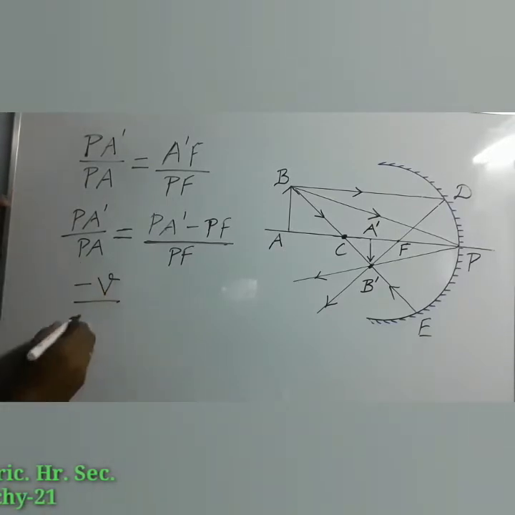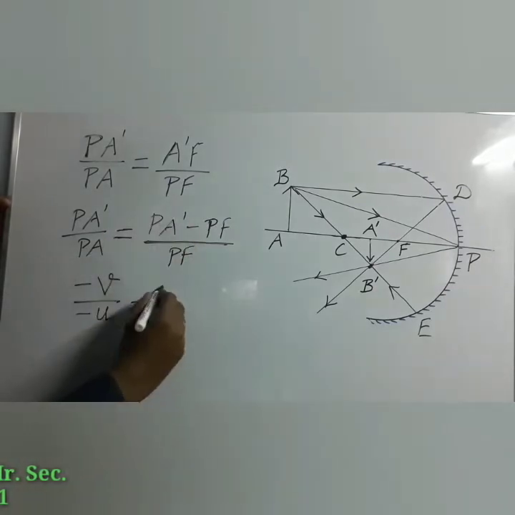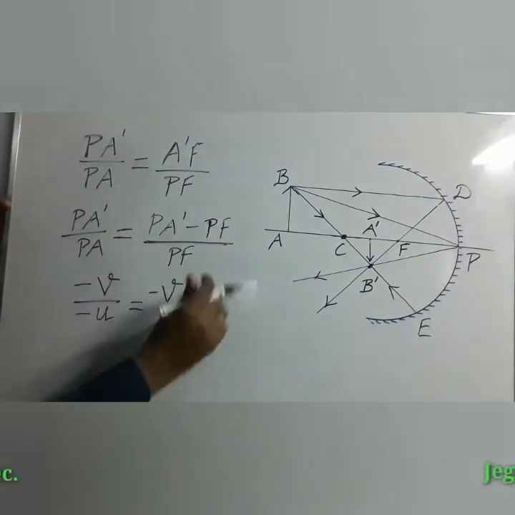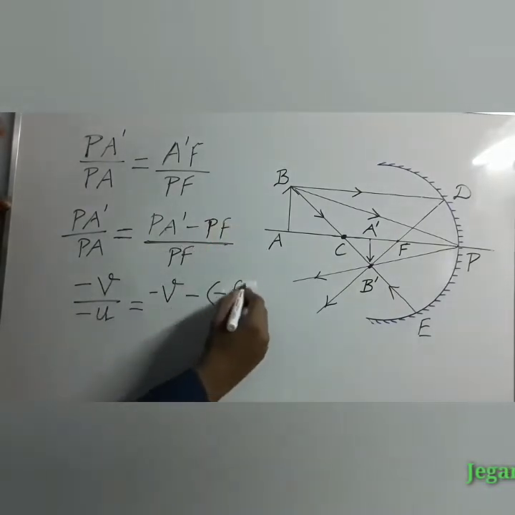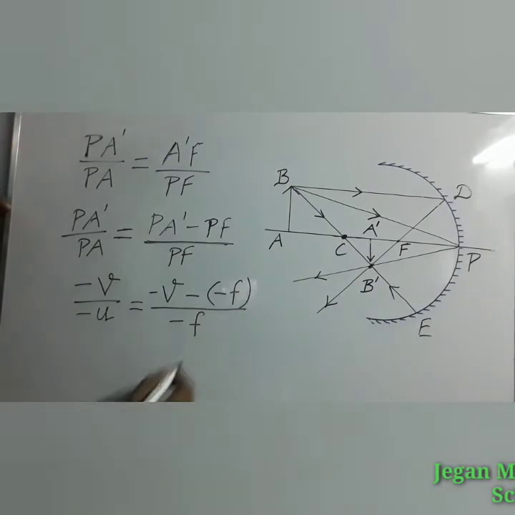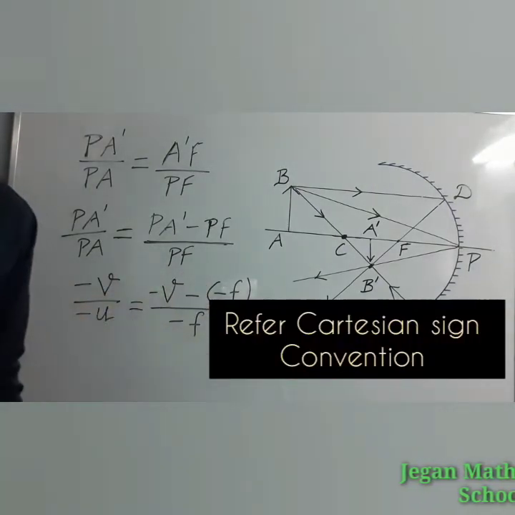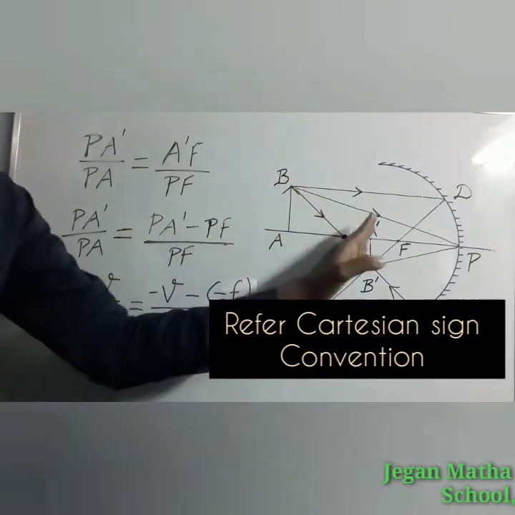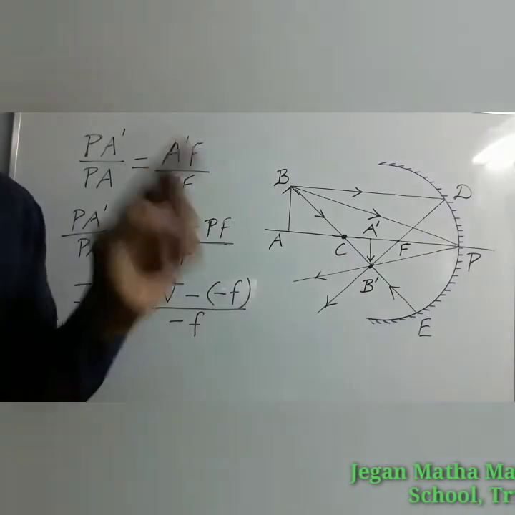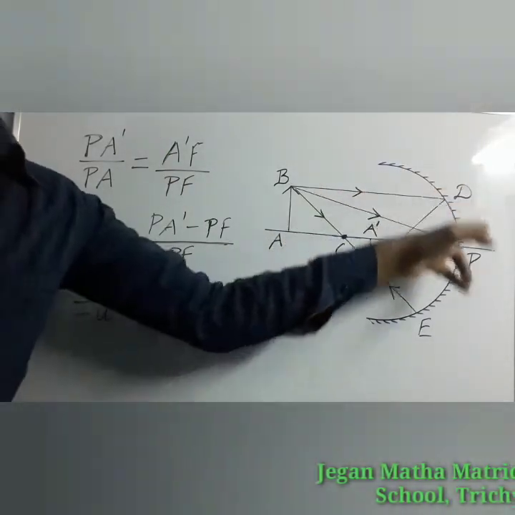PA is our object distance, minus u, that is equal to PA dash, once again minus, the formula minus is there, minus PF, minus f, focal length, once again PF minus f. We have used the minus sign in all the values because the object and the image both are on the left side of the mirror.